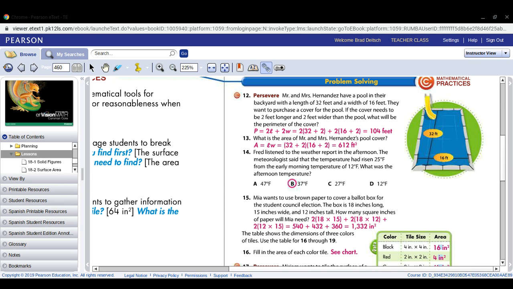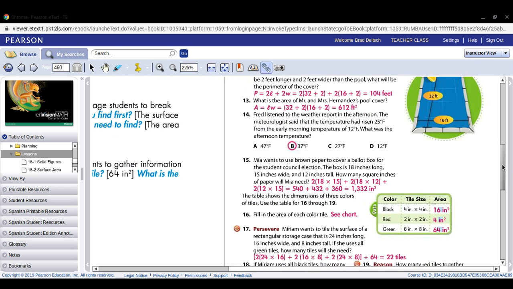Number 13, what is the area? So it's 34 by 18. They showed it as the plus 2, but no, it's 34 times 18, which is 612. But now it's square units because you're dealing with area. 14 is temperature going up, right, is adding on to it. So that's why the answer is B.